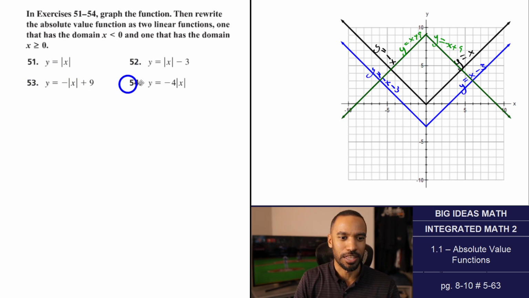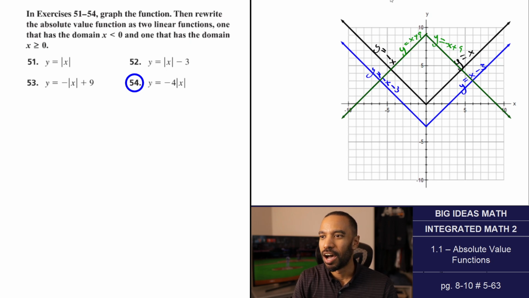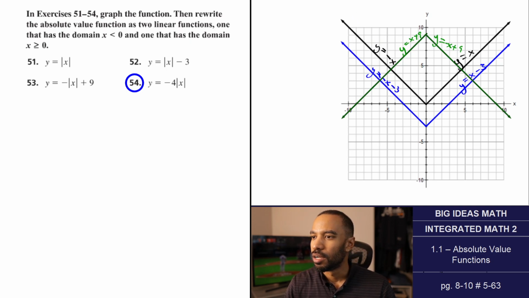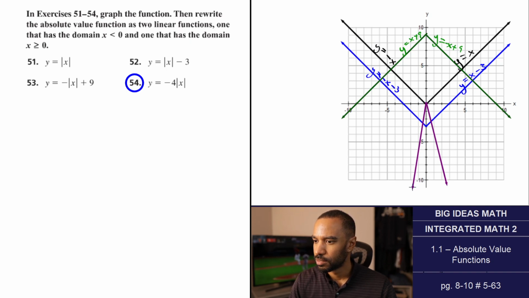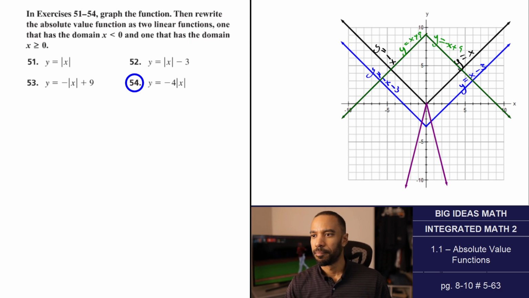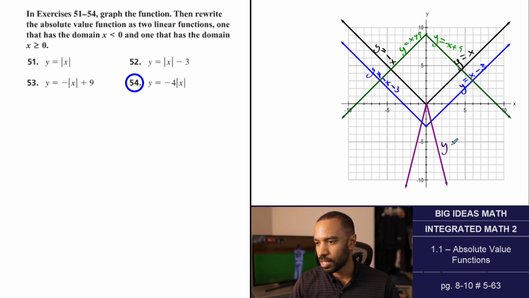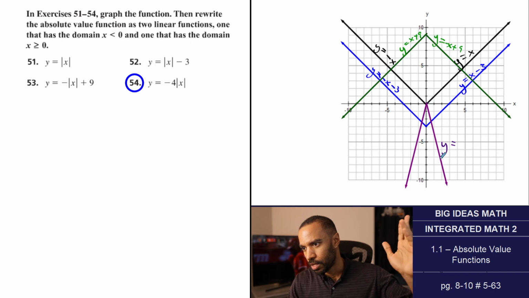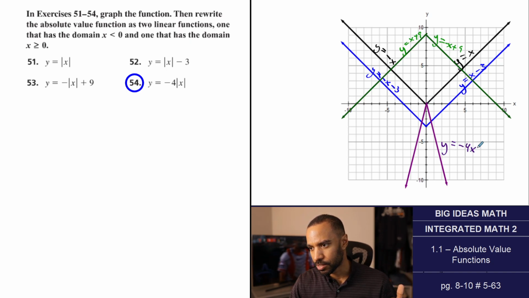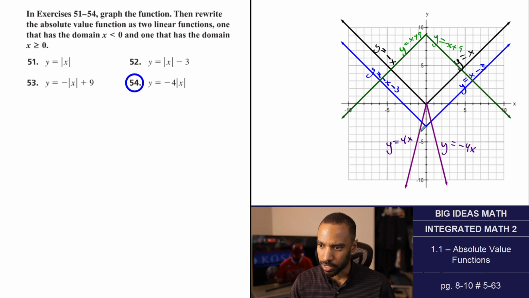51, 52, 50. I thought this was part A, B, C, D in my head. Number 54, purple. Let's just graph this one. Negative 4 times absolute value of x. Looks like that. On this side, it's y equals negative slope, so negative 4x, and this is y equals positive 4x.